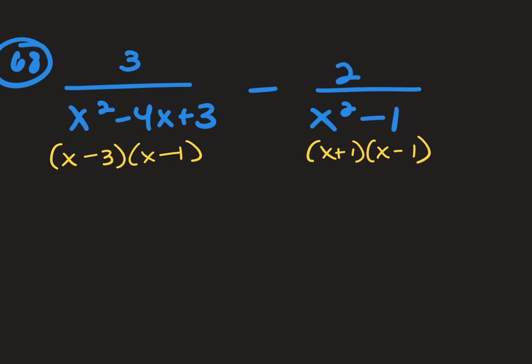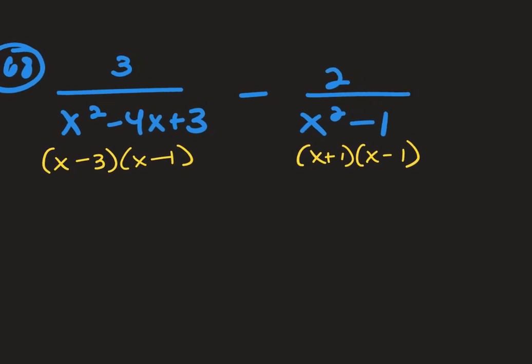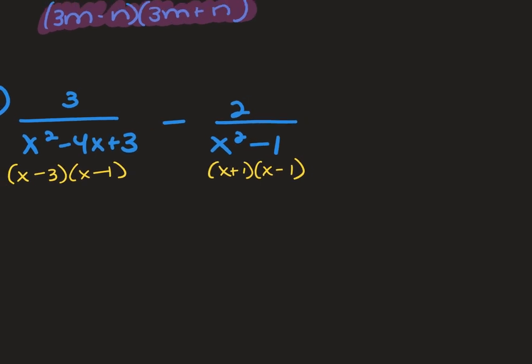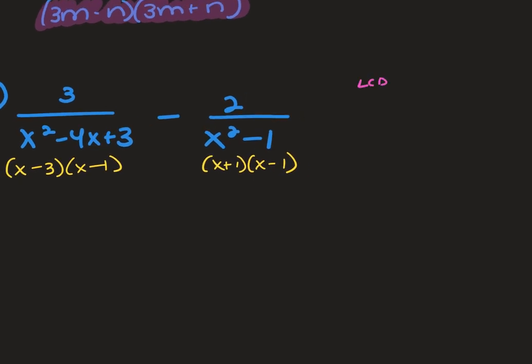And then whatever's missing from the denominator is what I'm going to multiply the numerator by. So my least common denominator would be x minus 3, x minus 1, and x plus 1. So the first fraction is missing the x plus 1, and the second one is missing the x minus 3.